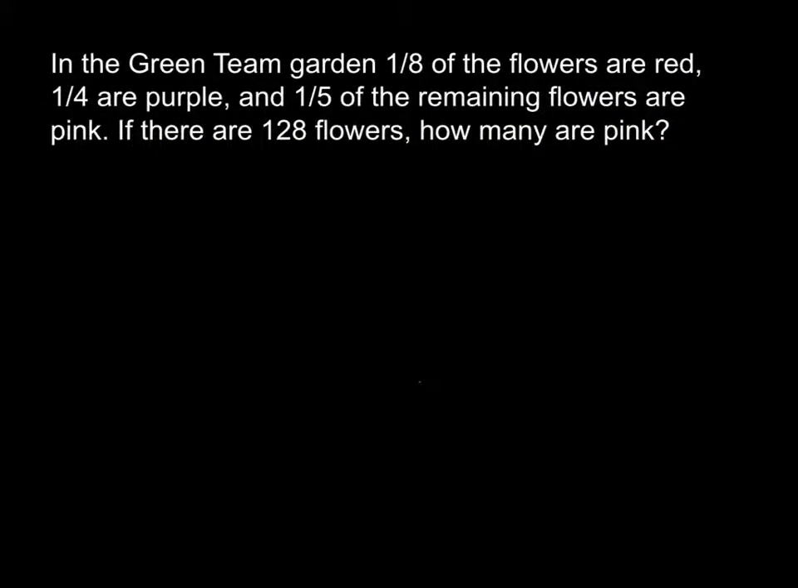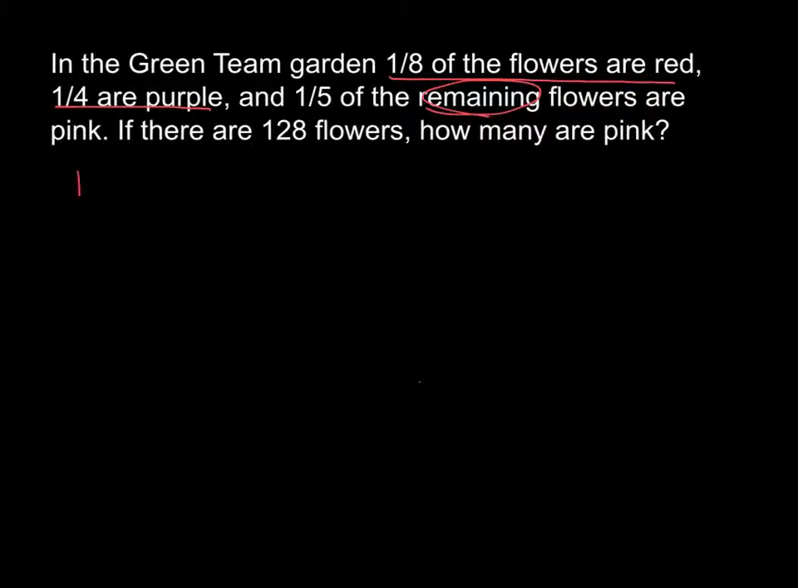In the green team garden, 1/8 of the flowers are red, 1/4 are purple, and 1/5 of the remaining flowers are pink. If there are 128 flowers, how many are pink? Now remember, looking at the problem, it says how many of the remaining flowers, which means that we do need to find out how many are red and how many are purple. Now, we don't necessarily need to know individually how many are red and how many are purple.